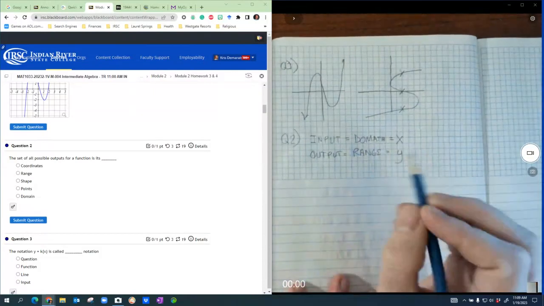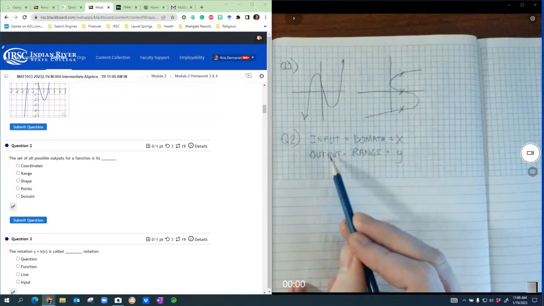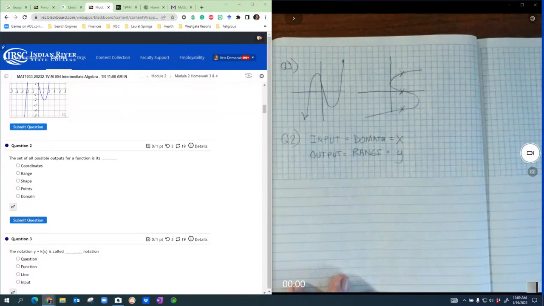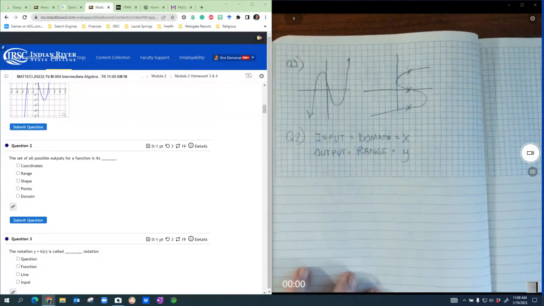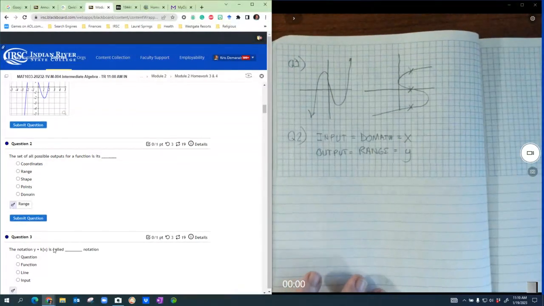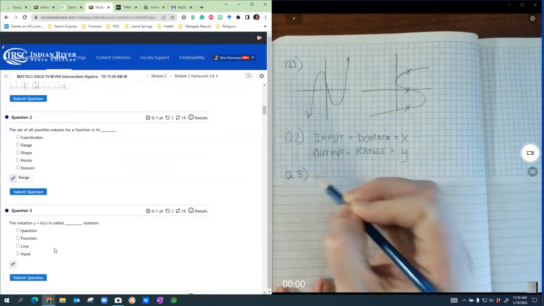All right. So again, input equals domain X, output equals range Y. So when we're answering this question, the output, as it's indicated, equals range. Okay, so that's going to be our answer for that. Now the notation that we deal with, question number 3. All right, question number 3.